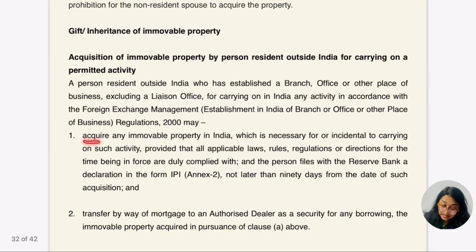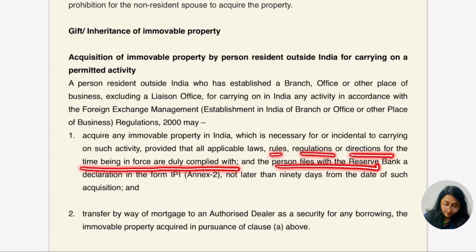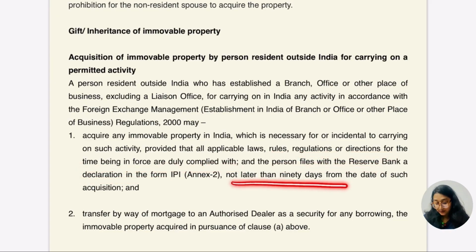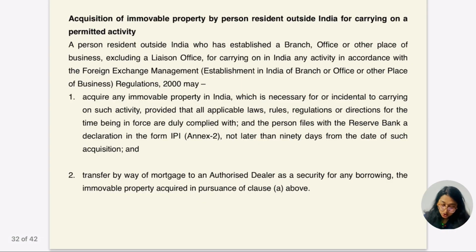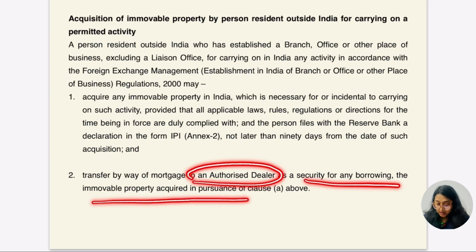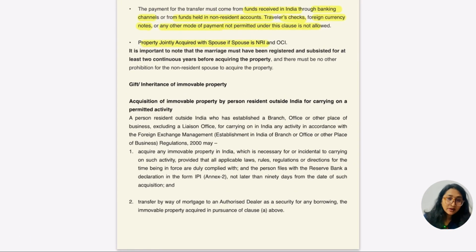Okay, acquire any immovable property in India which is necessary for or incidental to carrying on such activity, provided that all applicable laws, rules, regulations or directions for the time being in force are duly complied with. The person files with the Reserve Bank a declaration in form IPI Annex 2 not later than 90 days from the date of such acquisition. Okay. Second, transfer by way of mortgage to the authorized dealer as a security for borrowing the immovable property acquired pursuant to the above clause.